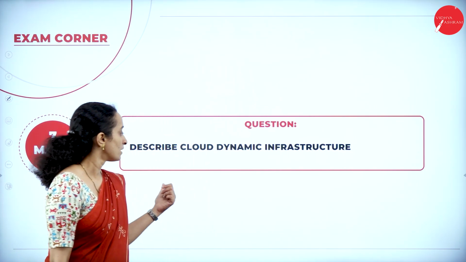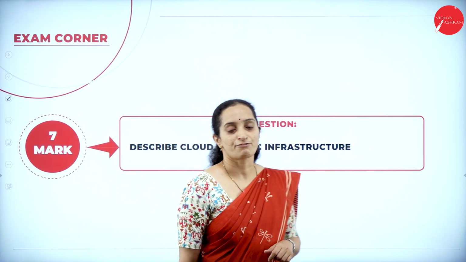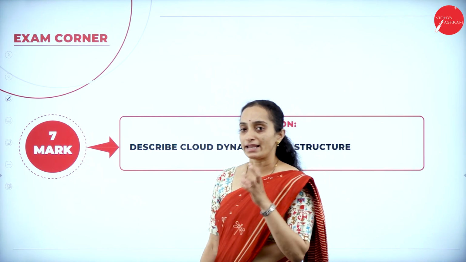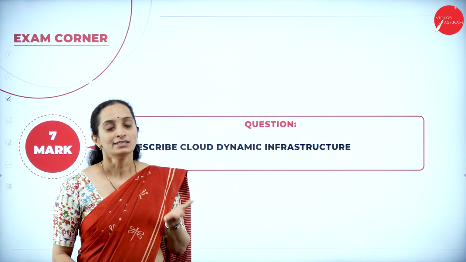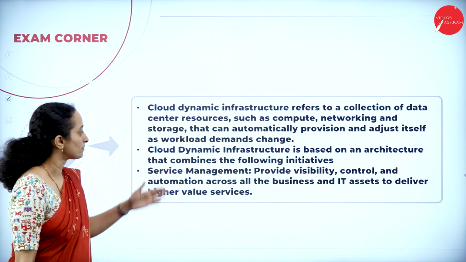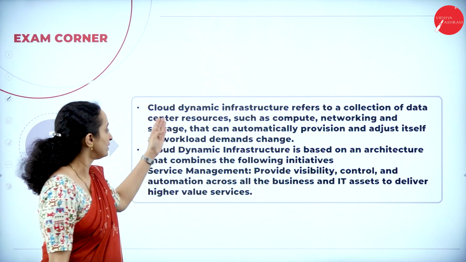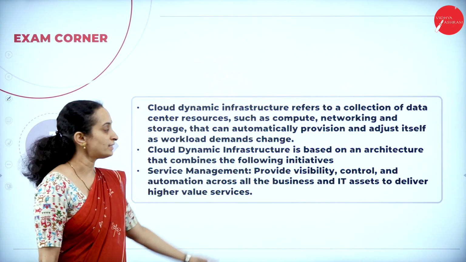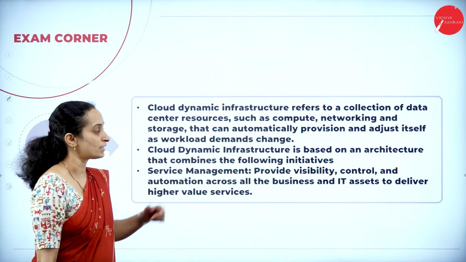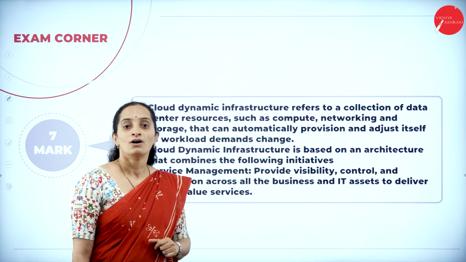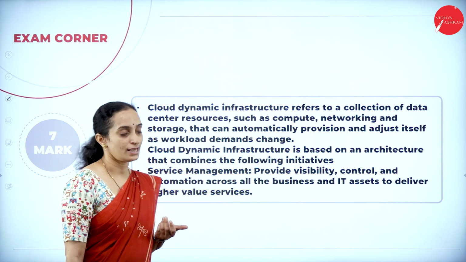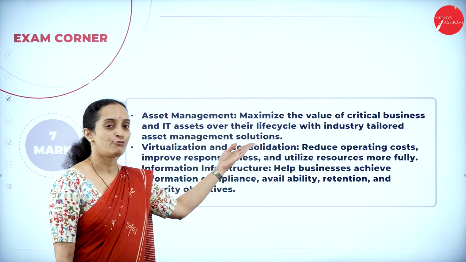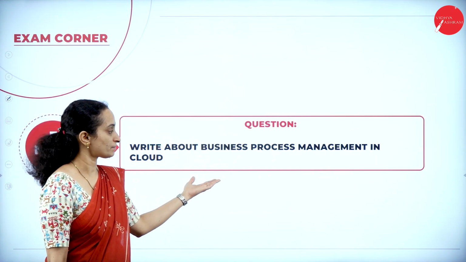Next thing is the cloud dynamic infrastructure. So what is this cloud dynamic infrastructure? Dynamically changing according to the need of the client, isn't it? So collection of data center resources such as computing, networking, storage that can automatically provision and adjust itself as the workload demand changes. Okay, so this explanation can be given for a 7 or 8 marks question.